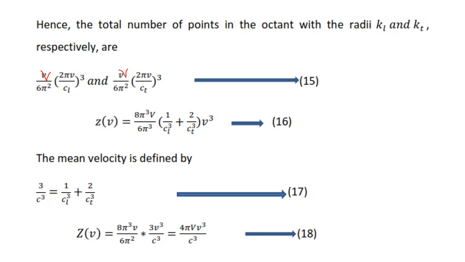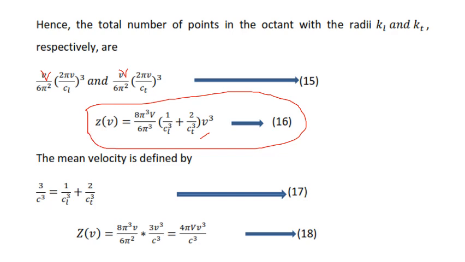So Z(ν) is equal to 8π³V divided by 6π², times (1/c_L³ plus 2/c_T³) into ν³. This is the main formula. But the mean velocity is defined by 3/c³, which is equal to 1/c_L³ plus 2/c_T³. You substitute this value here.